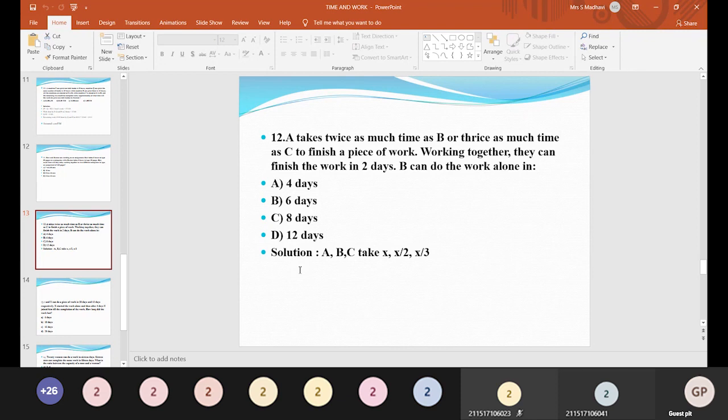So 6 by x is equal to 1 by 2. Now we get the x value as 12. On taking the equation 1 by x plus 2 by x plus 3 by x is equal to 1 by 2 and solving, we get x is equal to 12. So here B's job is 12 divided by 2, which is equal to 6 days to finish the work. So B can finish it in 6 days. Option B is the right answer.